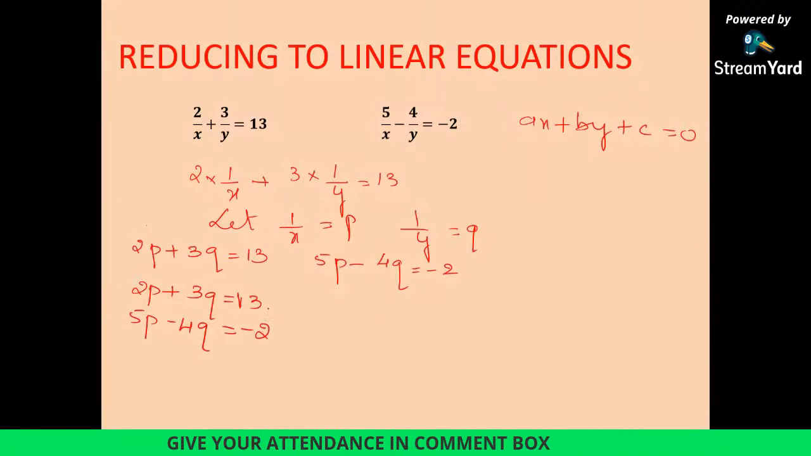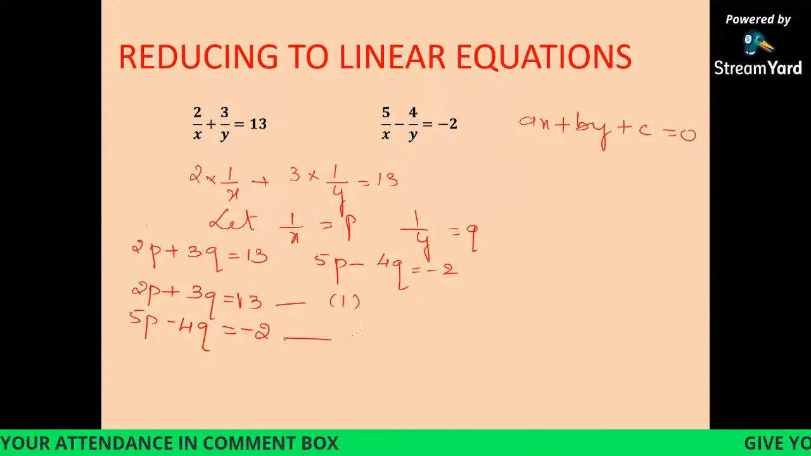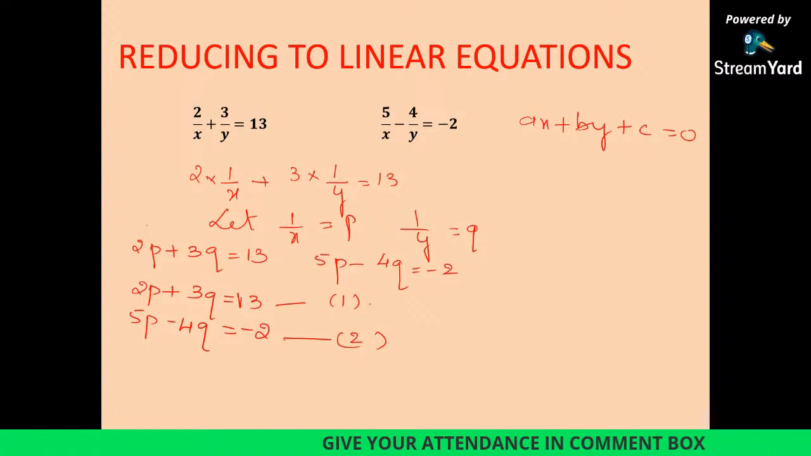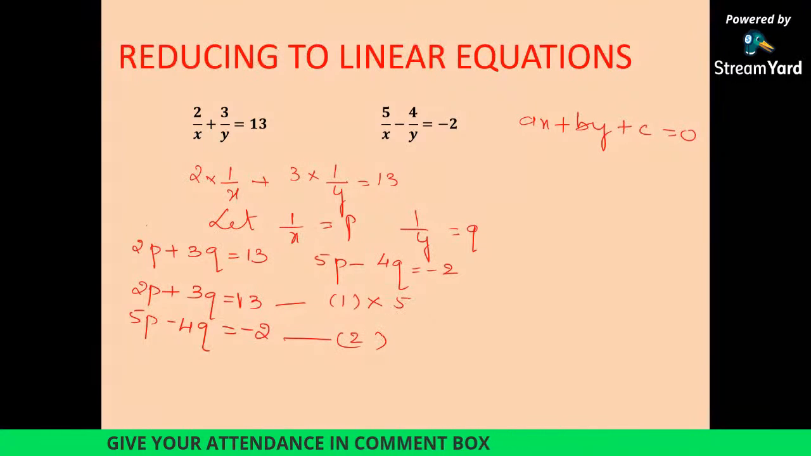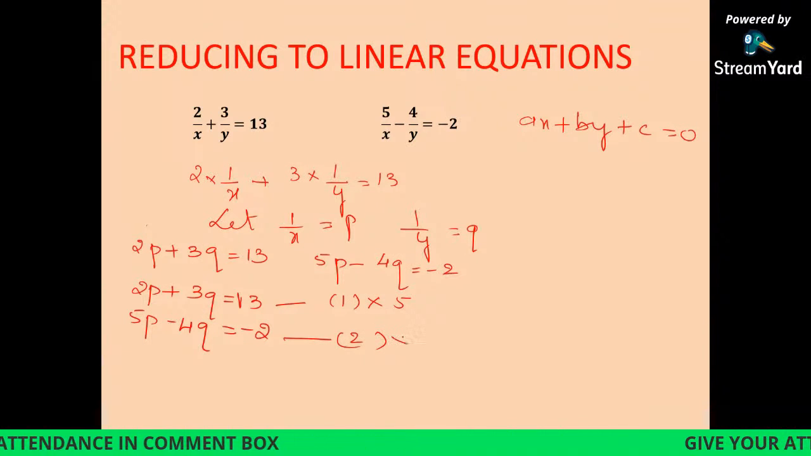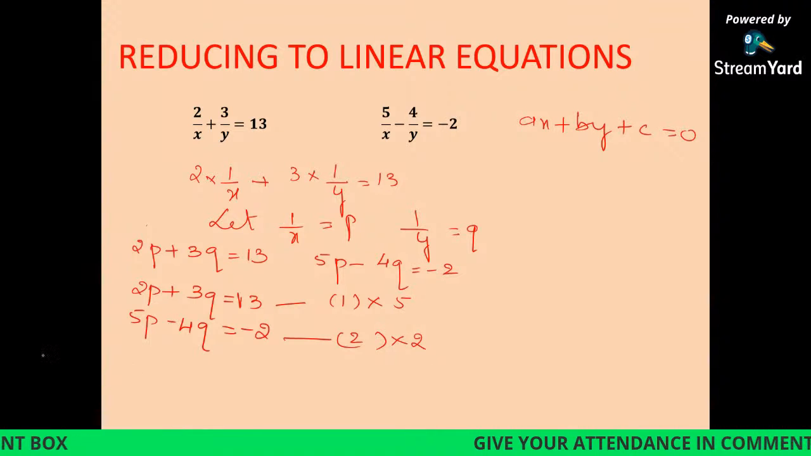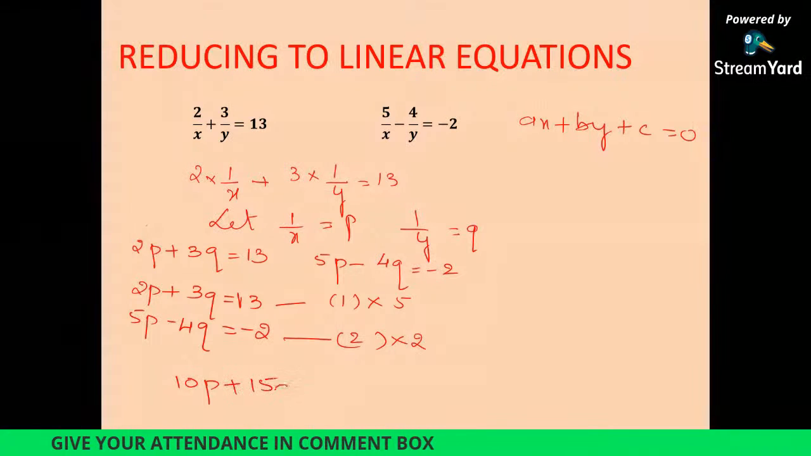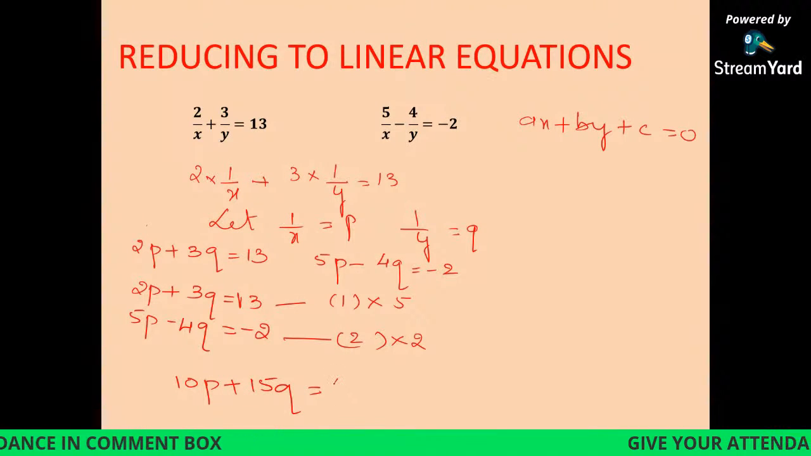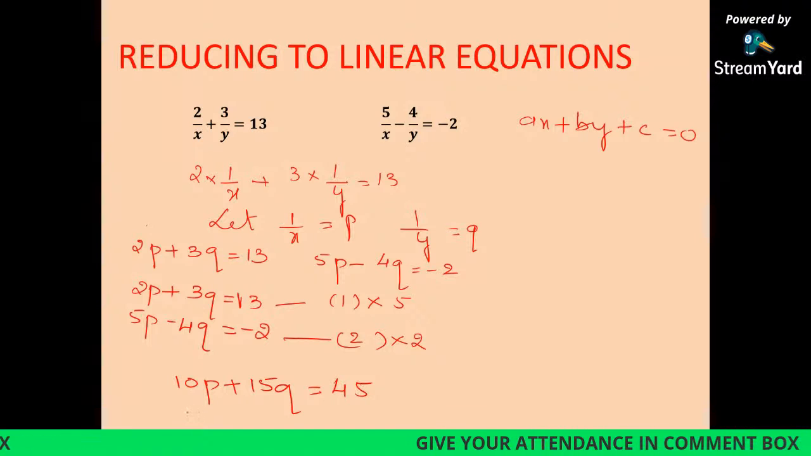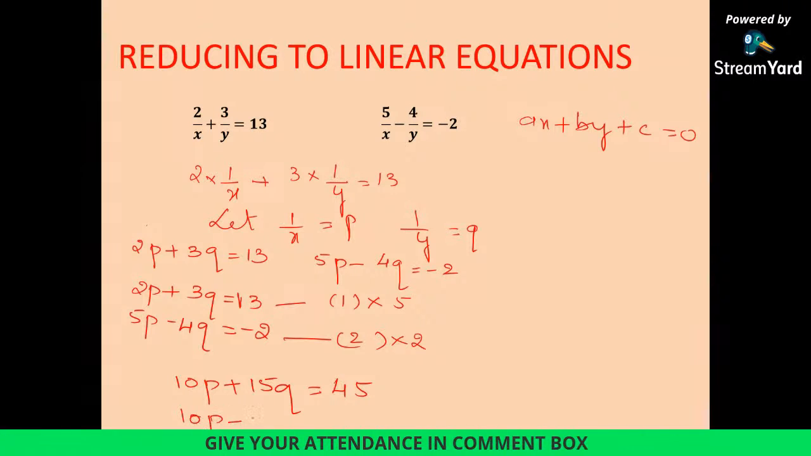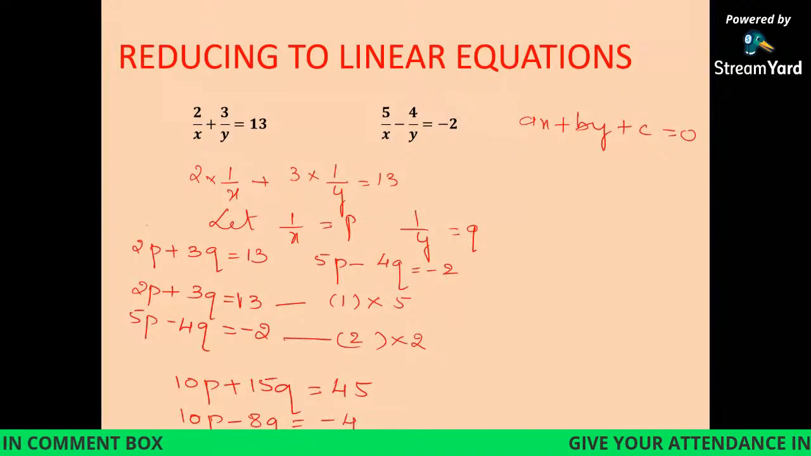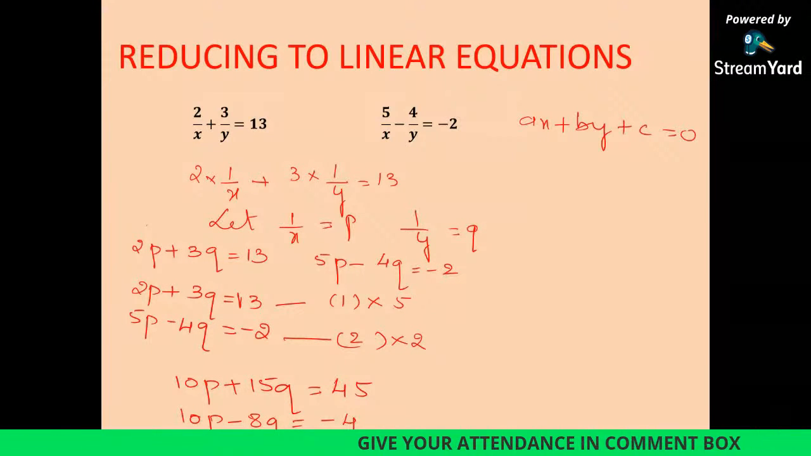Yes, if I take this as equation 1 and this one as equation 2, you can see that 2p is there and 5p is there. For the first equation I will multiply by 5, and for the second equation I will multiply by 2. Then our new equations will be 10p plus 15q is equal to 45, and 10p minus 8q is equal to minus 4. We got these two equations.